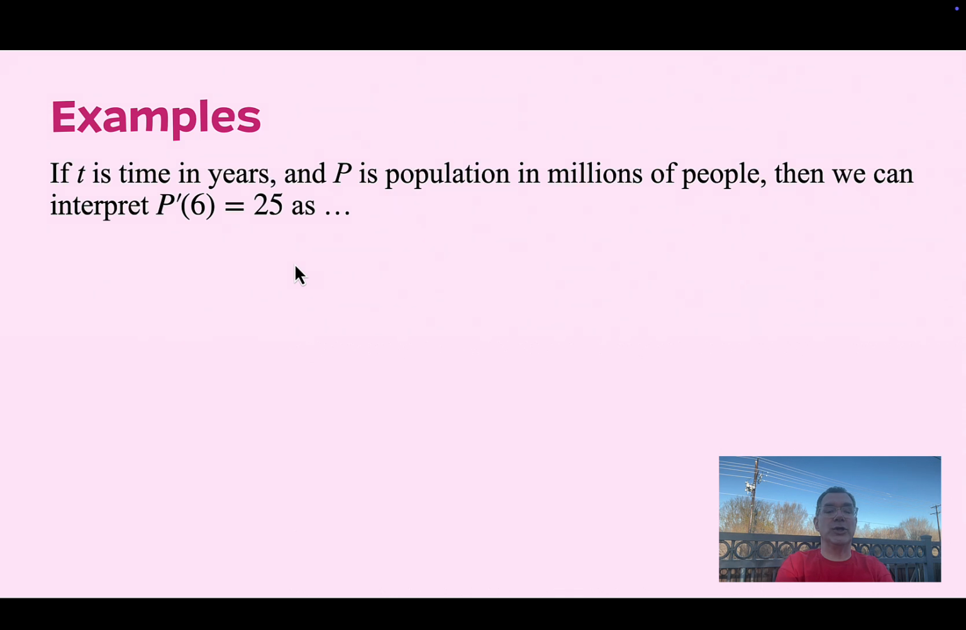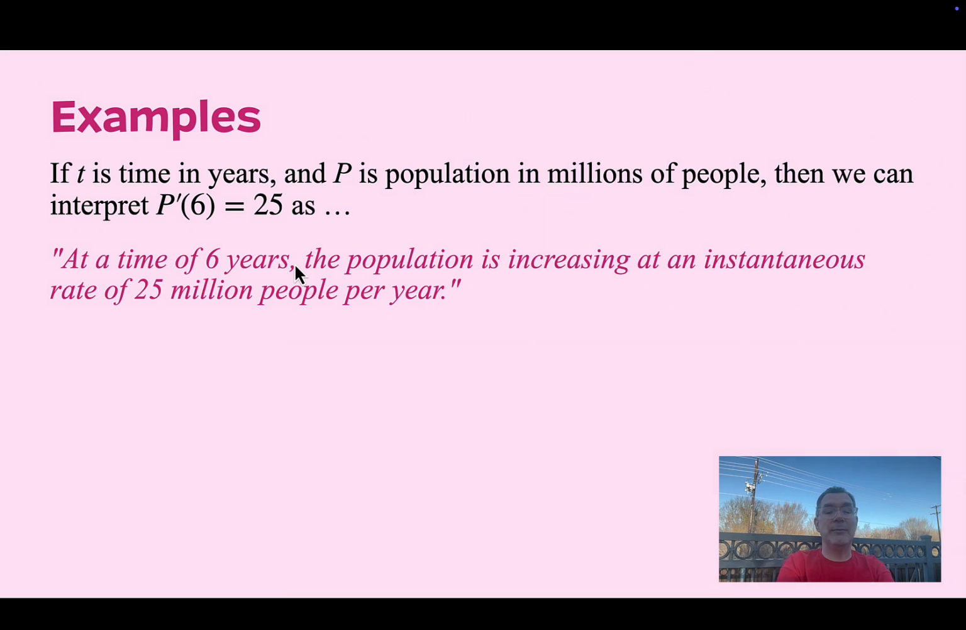All right, so let's look at an example. If t is the time measured in years and p is the population in millions of people, then let's suppose we have an answer of p prime of 6 equals 25. We can interpret that as at a time of 6 years, the population is increasing at an instantaneous rate of 25 million people per year. That's how we would interpret that answer.